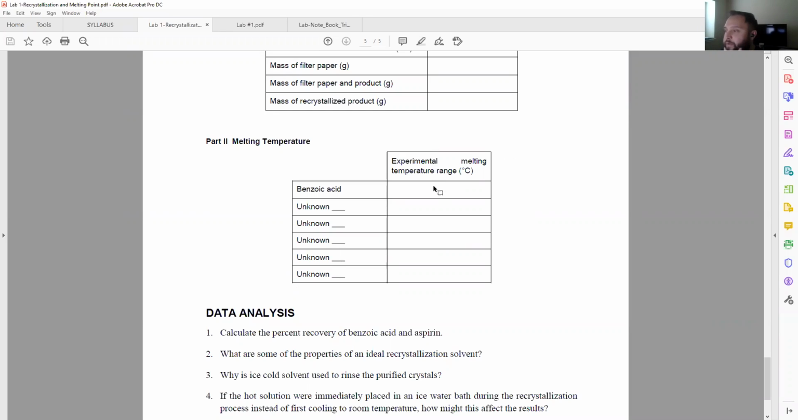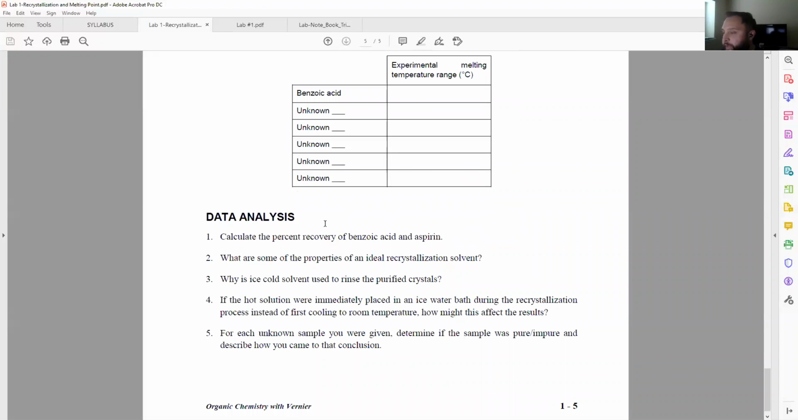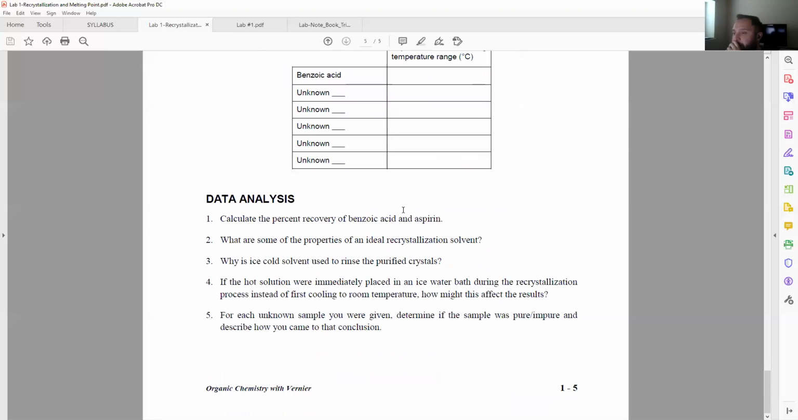And then you'll do the melting temperatures. Again, those are in the Excel sheet, and you'll determine what your product was based on those melting temperatures. Also, the first question, you're not going to do the calculation of the percent recovery of benzoic acid and aspirin. I'm on with Dr. Rastogi today, and he said that you're not doing that. Just answer all the other questions.